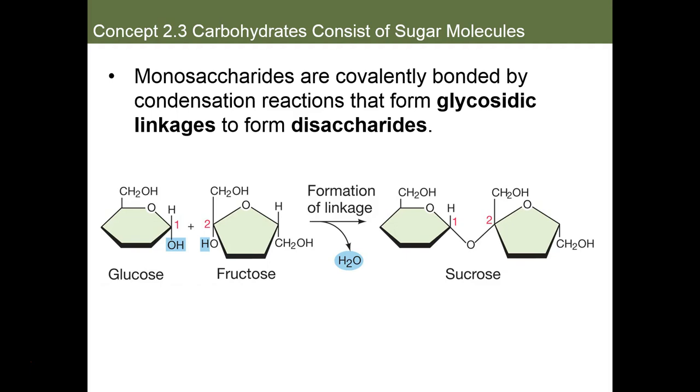Monosaccharides are bonded together through condensation reactions. For example, by removing water from glucose and fructose, they are covalently bonded to form sucrose. This covalent bond is called a glycosidic linkage. By linking 2 monosaccharides together, they form a disaccharide.